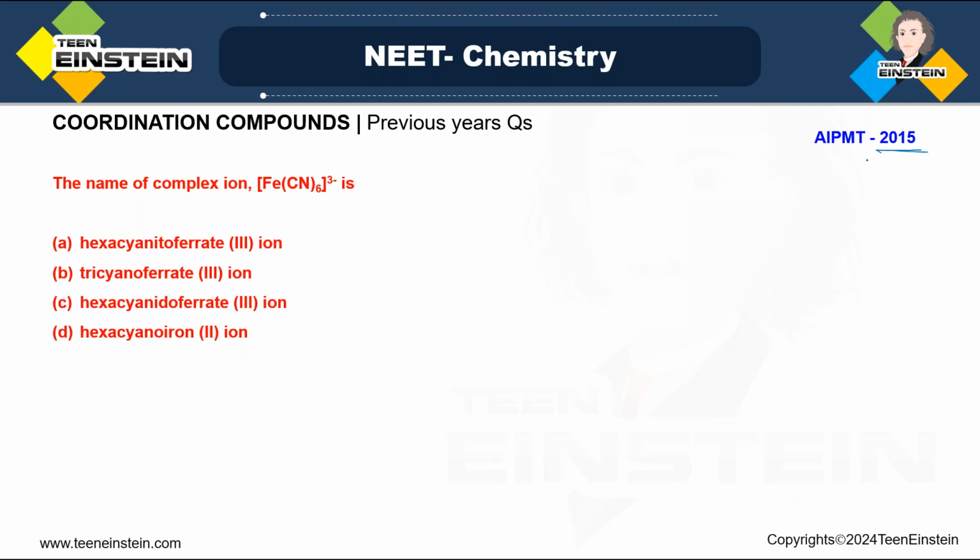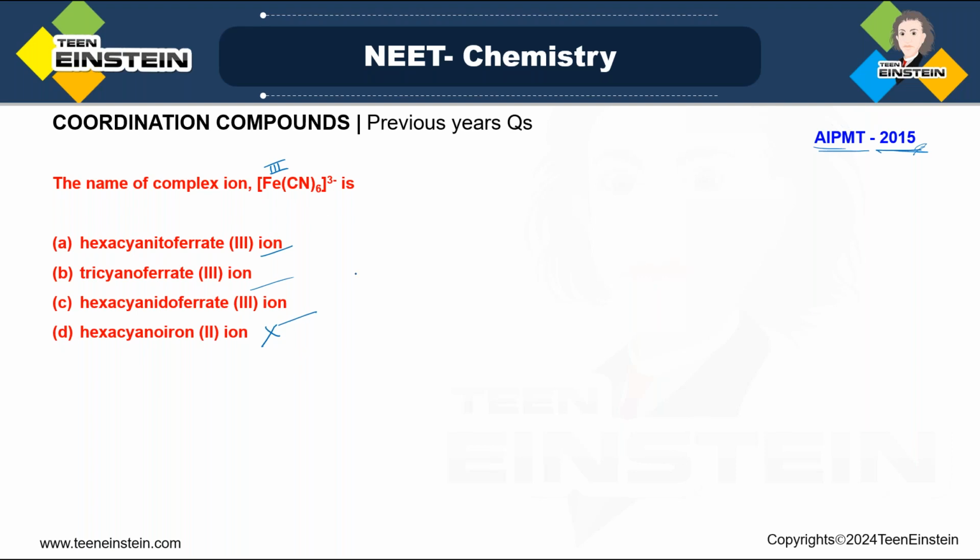Now see, previously this NEET was known as AIPMT, so as we are going backward, the name of the exam has changed. The name of the complex ion, that is [Fe(CN)6]3-, we have to find. As you can see, it is an anion, so obviously it will end with ate, but that is present in all of them. Next, you can see what is the oxidation state. It is +3, that means this cannot be correct.